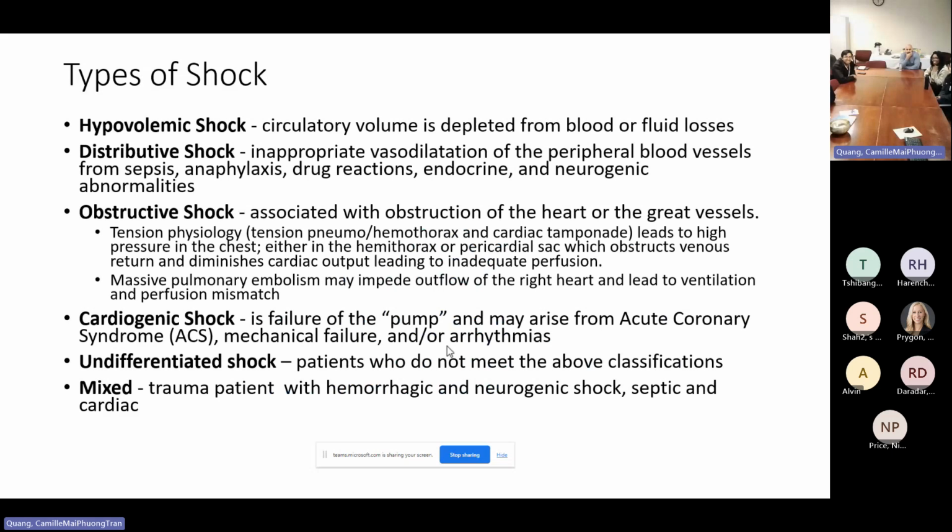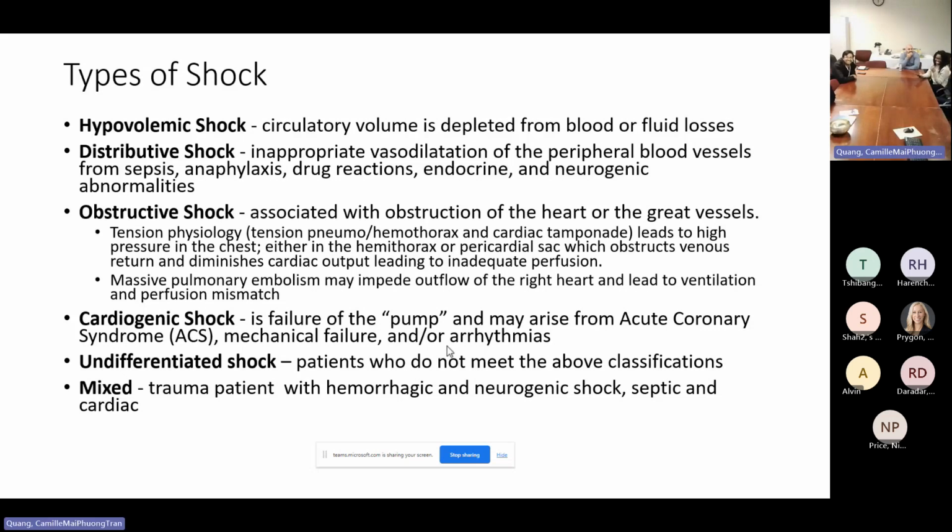So these are our types of shock. We have hypovolemic shock, and that's just your circulatory volume is depleted. You can either be really dehydrated or you can be bleeding. And then you have distributive shock, which you said septic shock. So septic shock is actually a form of distributive shock.